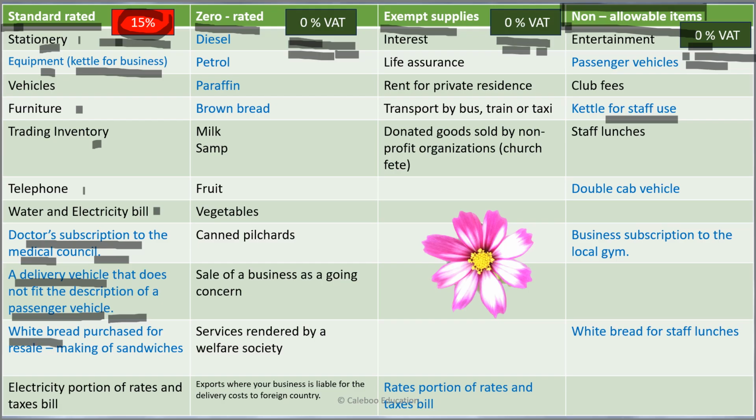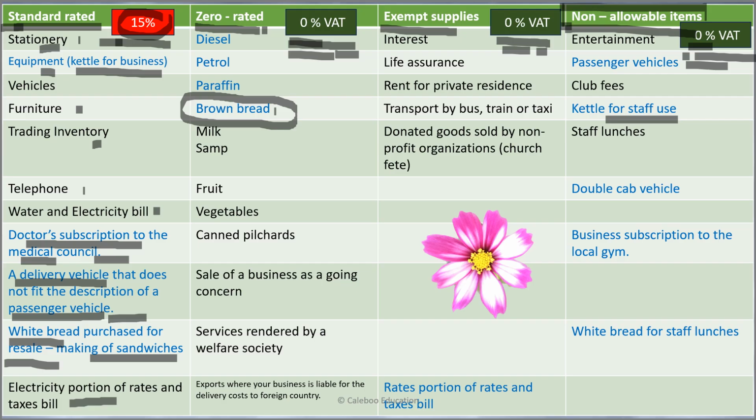Right, white bread. If white bread was purchased for the sale of sandwiches, you make sandwiches, white bread would be stock, as opposed to brown bread, which is zero rated, because zero rated items are there to alleviate poverty. Brown bread is seen as an item which alleviates poverty, and it is zero rated.